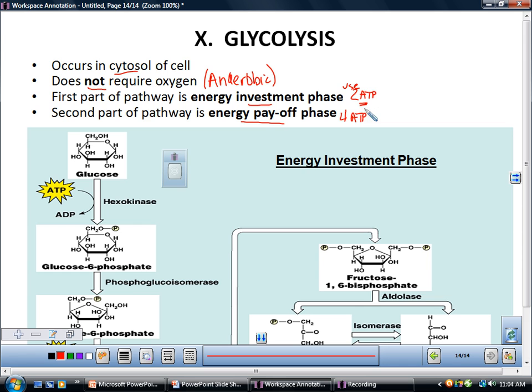If you put money in the bank, you start off with $1,000, you give the bank $1,000, and then you gain interest, and pretty soon you have like $1,010. You really gain $10. So in this case, we're going to invest 2 ATP, we're going to gain 4, so our net overall is going to be 2 ATP.